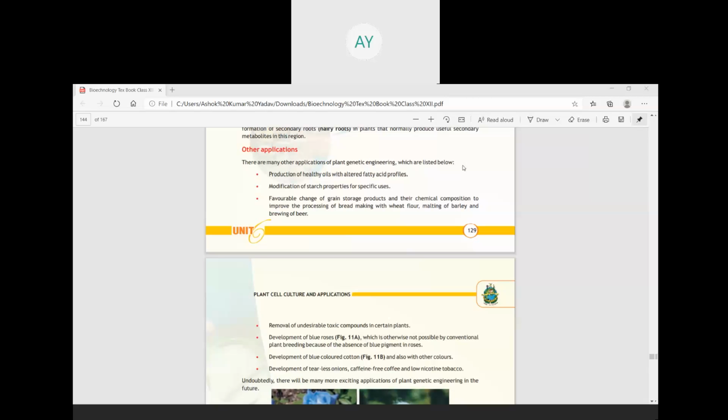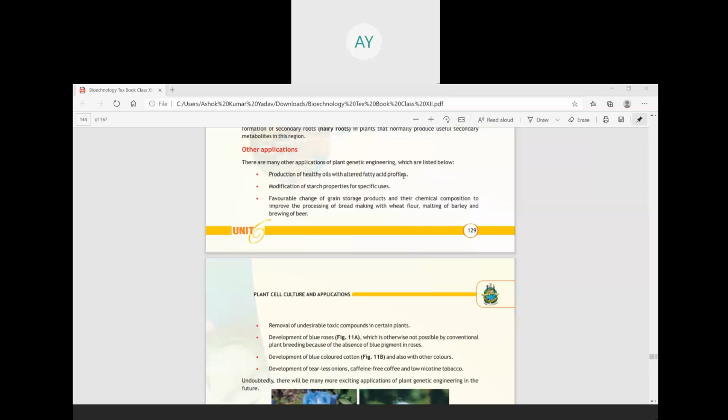So what applications can we improve in the transgenic plant? Characters regarding anti-insect resistance, pest resistance, weed resistance, then improving healthy oil with altered fatty acid profile. How can you change it? We change the gene that is responsible for production of fatty acid that is not useful for us. We are going to alter the fatty acid composition, means the chain of fatty acid, through changing the gene level.